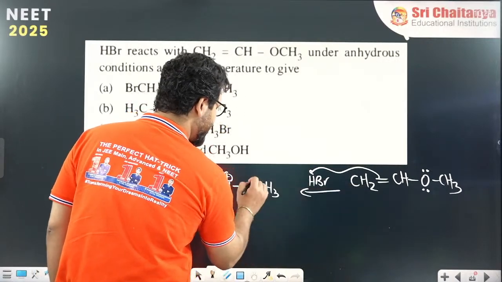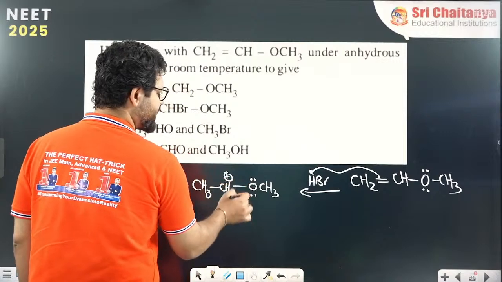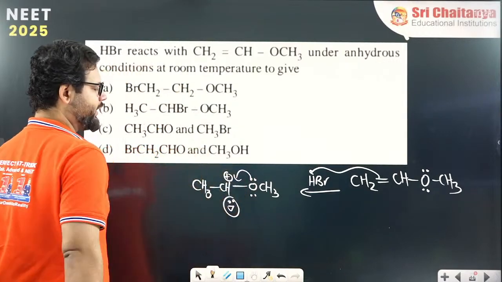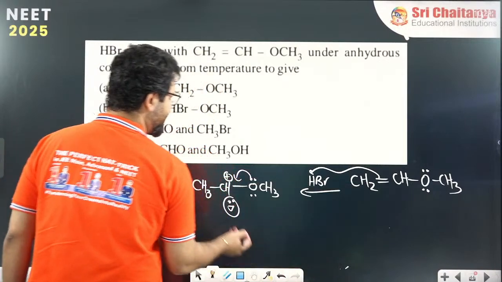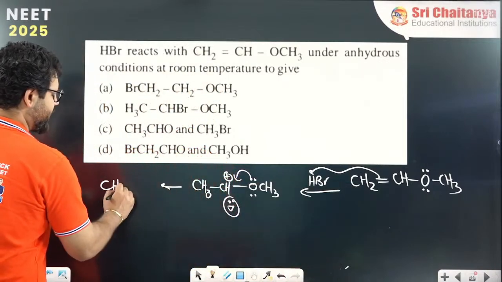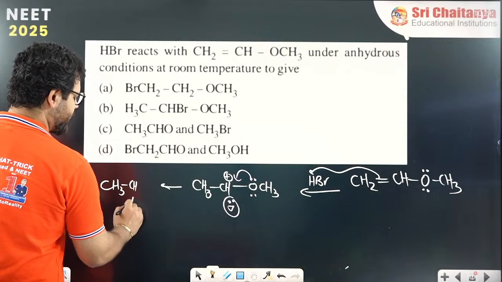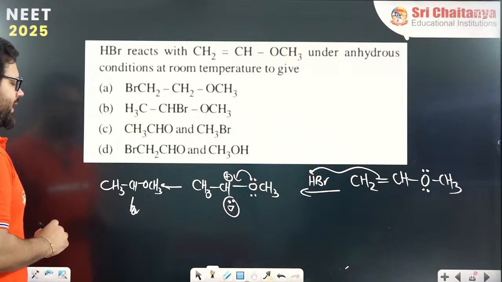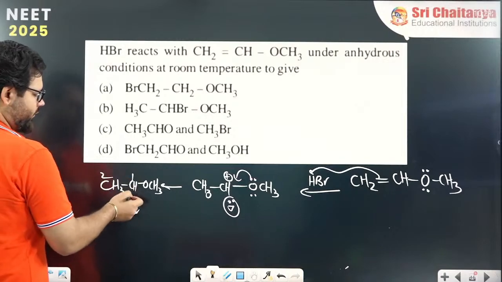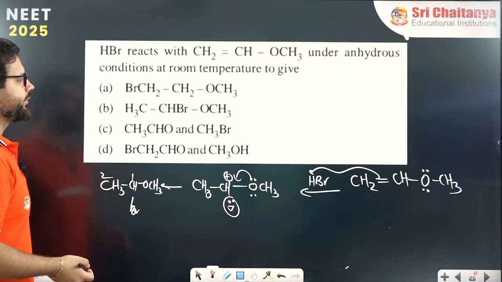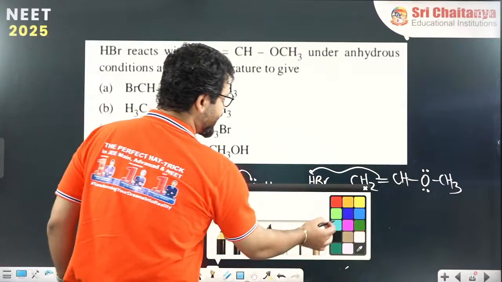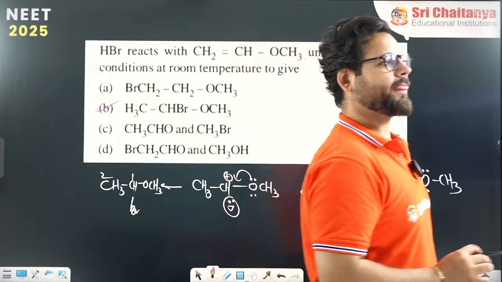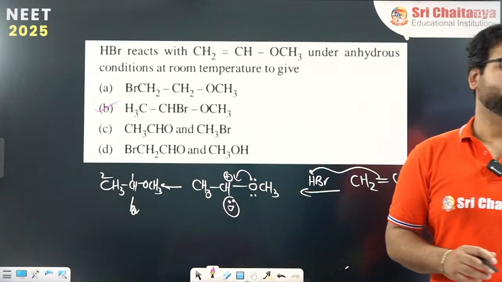So lone pair, nothing positive. This is a very stable carbocation. This lone pair can be donated like this. So finally then Br will attach to the middle. So CH3, CHBr, OCH3. Okay, its name will be 1-bromo-1-methoxy-ethane, which is second option. Moving to the next one.